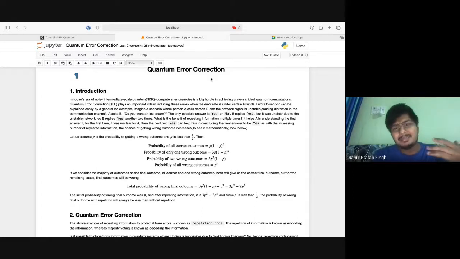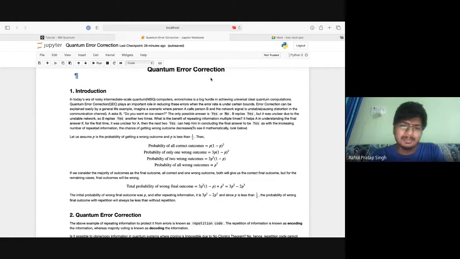A simple example: if you call someone on a noisy line and the other person asks, hey, do you want ice cream or not? The only possible answer is yes or no. So what you do is repeat multiple times. You say yes, yes, yes, or no, no, no. It is done because in case the person is not able to get the answer the first time, he can get it a second time. And if it is not clear all three times, he will just take the majority. So if he interpreted yes two times, he will go for yes, or twice no, then no.